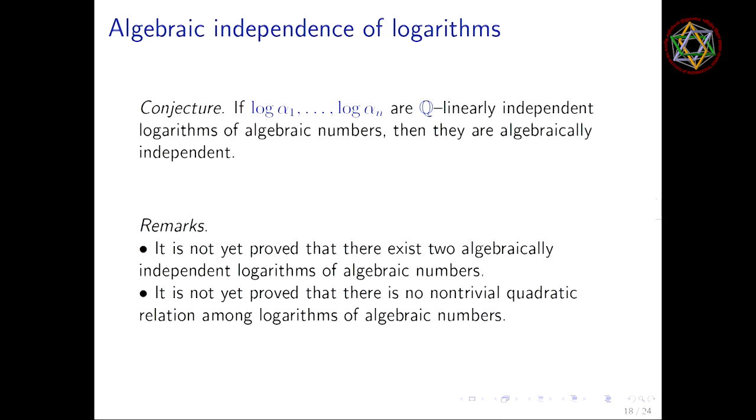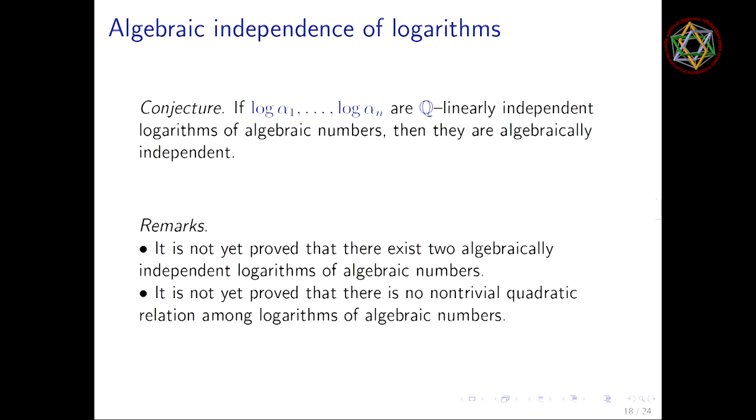The main conjecture, which would have a lot of consequences in number theory, is that if you take logarithms of algebraic numbers which do not satisfy linear dependence relations, then they are algebraically independent. And this is the main conjecture. But we know very few things.